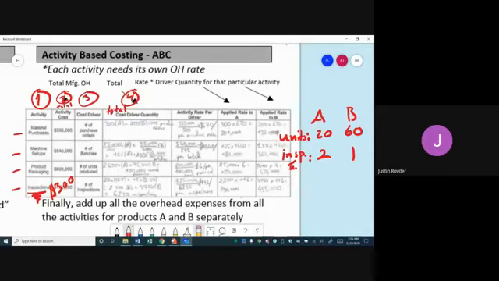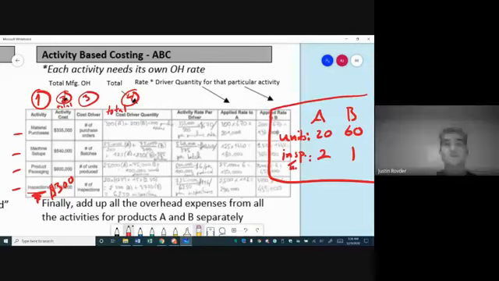So for step 4, you just need to figure out the total number of cost drivers, and in the case of inspections, the total number of inspections incurred by the company for these products. To do this, you're just going to first find A. If you're making 20 A's and 2 inspections per A, you know that A is going to require 40 inspections in total. And B, because there were 60 units made, and each B only requires 1 inspection, B is going to have 60 inspections. Therefore, you know that there were a total of 100 inspections incurred by the company throughout this time. So that is step 4.